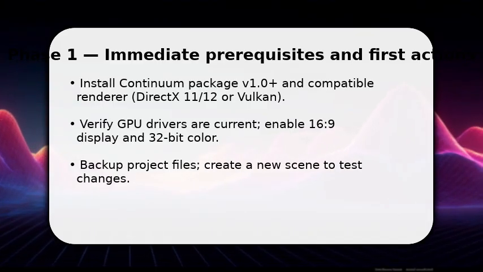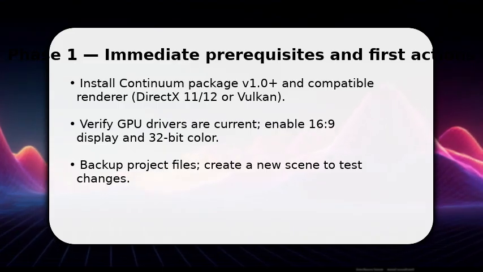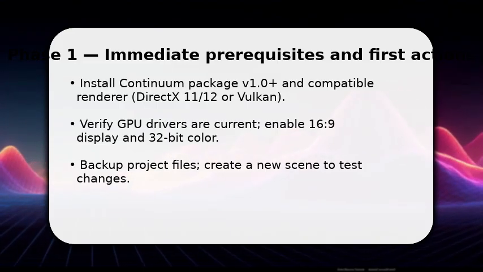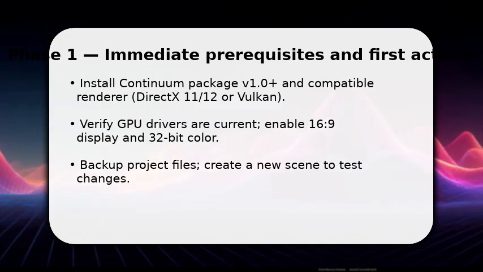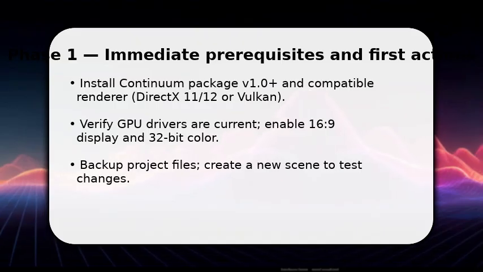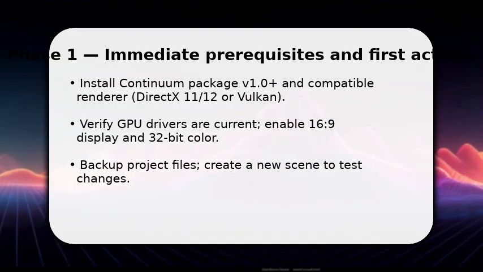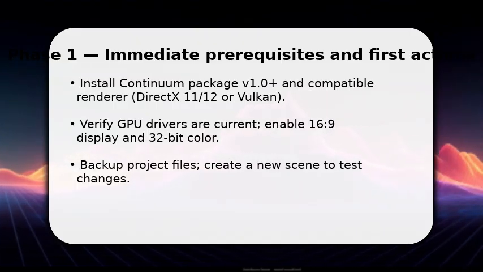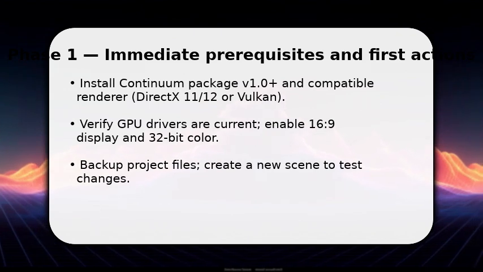Once done, enable high-precision buffers and set the camera to HDR. Doing so prevents banding and gives correct tone mapping. Now, assign the Continuum master material to a simple mesh so you can iterate quickly. Finally, save a version snapshot before you modify shader parameters.